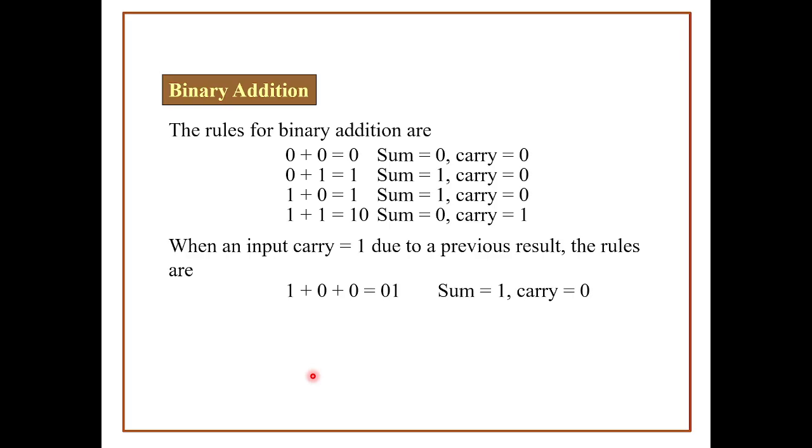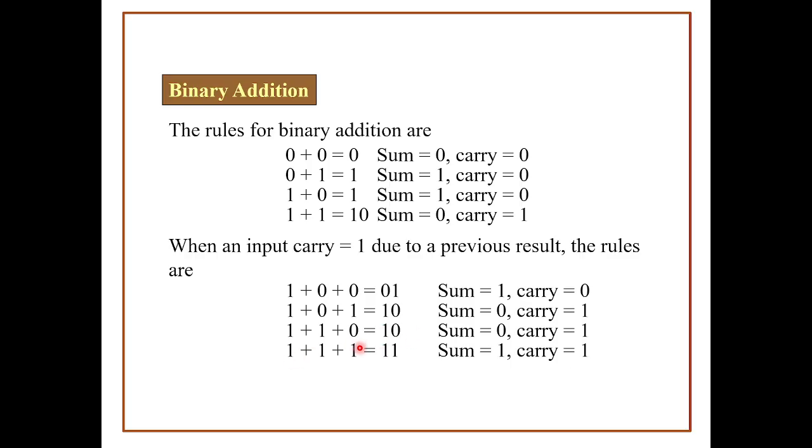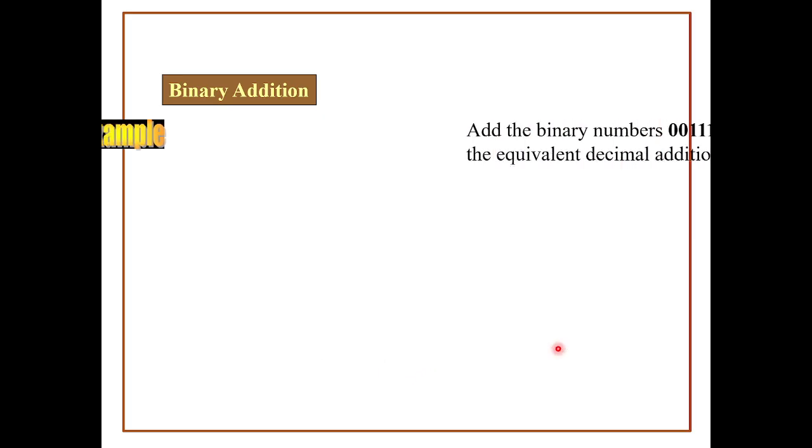When there is an input carry of 1 due to the previous result, the rules are: 1 plus 0 plus 0, we call it 0, 1. So sum equals 1, carry 0. 1 plus 0 plus 1, we have 1, 0. Sum is 0, and it carries 1. 1 plus 1 plus 0, you get 1, 0. Again, sum equals 0, carries 1. 1 plus 1 plus 1, we have 1 and 1. Not 11, because it is sum 1 and carry 1.